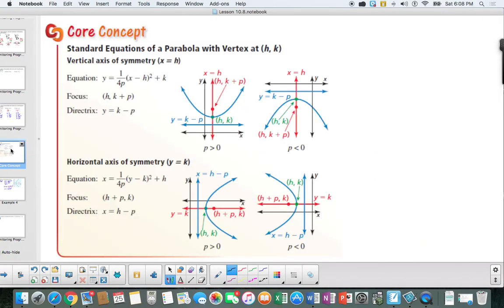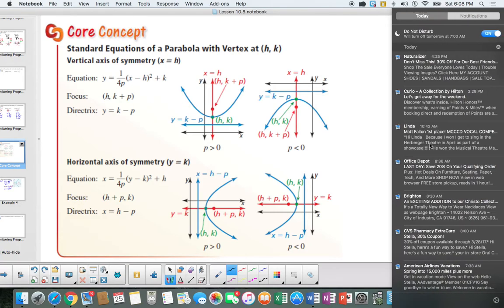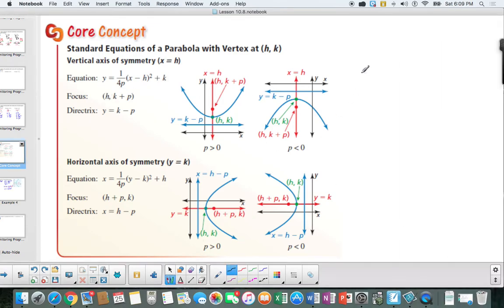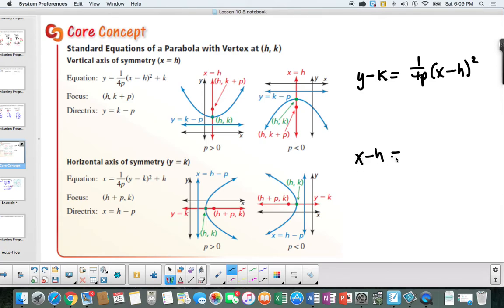Okay, now let's take the equation from where the vertex is 0, 0, and let's move it. Let's translate it. And when we do that, we get a format that looks something like this right here. I'm going to write it this way instead. Y minus k is equal to 1 over 4p times x minus h, quantity squared. And then I'm going to write this one as x minus h is equal to 1 over 4p times y minus k quantity squared. And I'm not going to have that x and the y by itself.